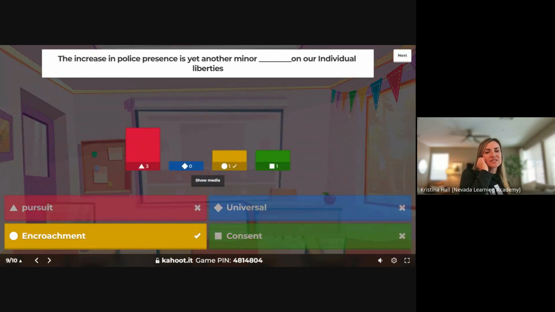All right, so that is encroachment. So this is again where we want to review those vocab words. So encroachment means, kind of taking away or coming in, right?